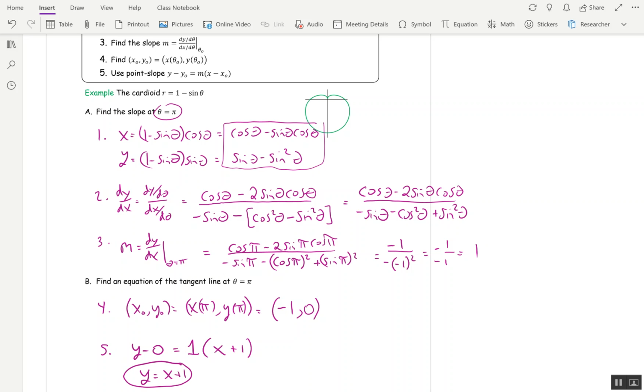All right, and I can graph that on my curve. Find the equation of the tangent line at theta equals pi. That's right, x is -1, y is 0. So that's right here. And this is my tangent line. It's got slope 1, and it goes through 1 on the y-axis, and that seems reasonable. Okay, so do those practice problems, and then we're done with this section.